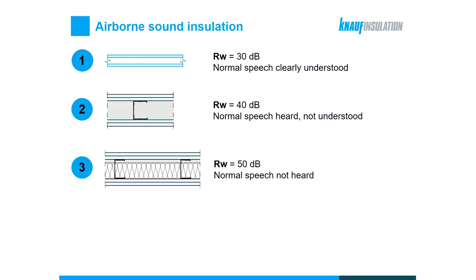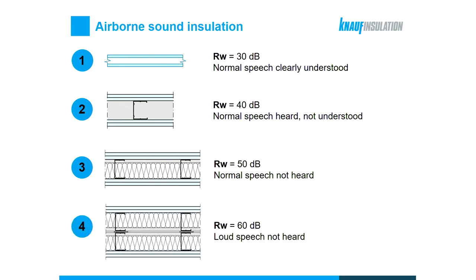However, this does not mean we will not hear the neighbors if they talk a bit louder or if they decided to play some music. So we would have to go further up, let's say to 60 decibels, to make a loud speech not heard. And this wall construction, which could provide 60 decibels, could be, for example, a drywall with a double stud construction.